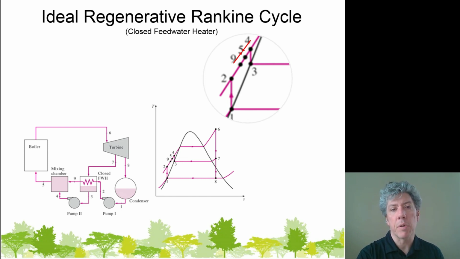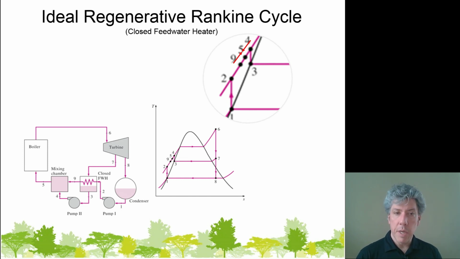In other words, our external source has to deal with an average temperature on the high side from 5 to 6. Now look at all of the low temperature section we were able to eliminate from state 2 all the way up to state 5. The boiler doesn't see that. The external heat addition does not see any of that. And what that does is increase the overall efficiency of the cycle.